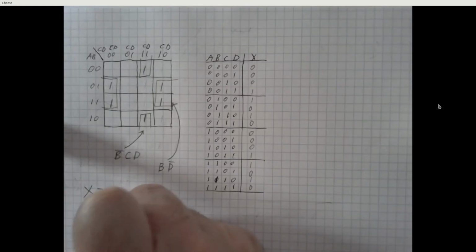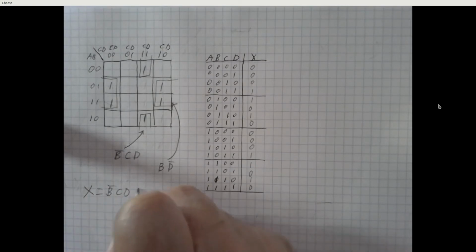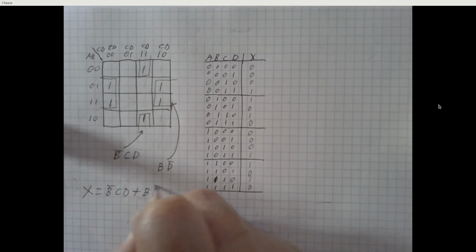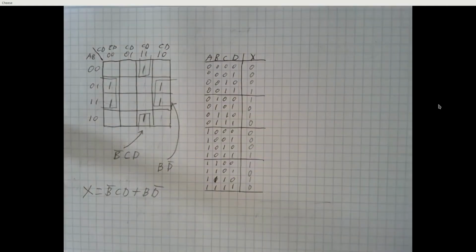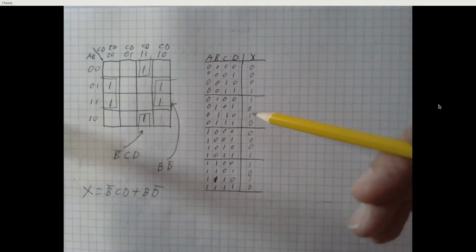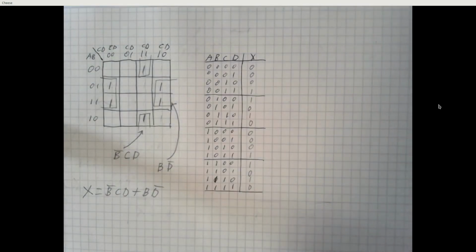And now we can sum those together to write our expression for x, and x is just equal to B bar CD ORed with BD bar. And there you go, there's an expression for x. And significantly simpler than the straight sum of products, which would have had a 6 input OR gate being fed by 6 4 input AND gates. Okay, and here we've got a 3 input AND, a 2 input AND, and a 2 input OR. So this is a lot simpler.